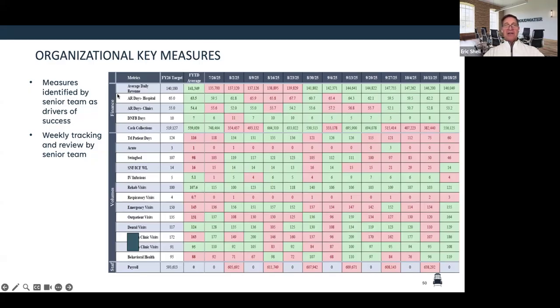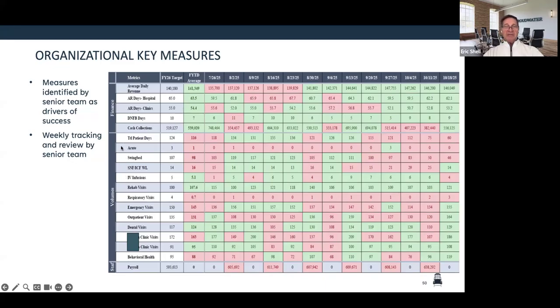They have finance, and the things they looked at in finance were average daily revenue, AR days hospital, AR days clinic, discharge not final bill days, and cash collections. For example, average daily revenue, their target was 140,000. They were underperforming. And look what's happened more recently. It's gone red. Average days was all negative. Now it's going positive. Discharge not final billed days was negative, and then this has actually turned and is doing okay.